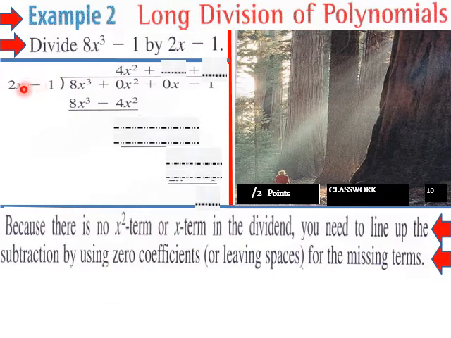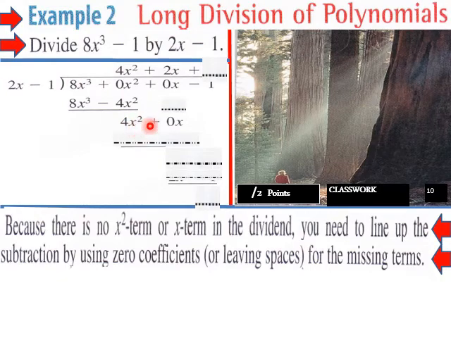Okay, so 2x will go into 8x cubed 4x squared times, and then we multiply through into our divisor. 4x squared times that is 8x cubed minus 4x squared. And then we change signs and add. These cancel out. This becomes positive 4x squared. We drop this down. So now we have this.